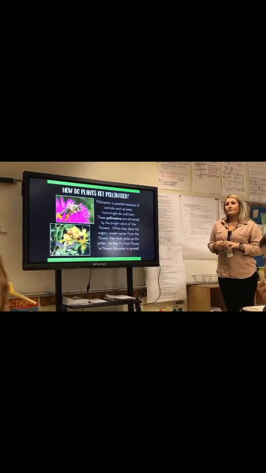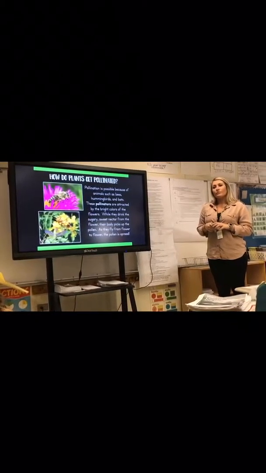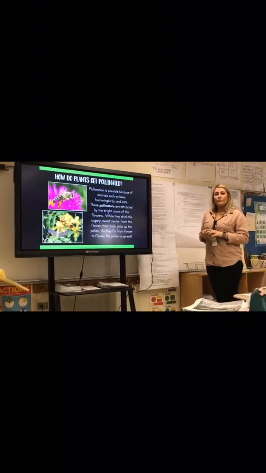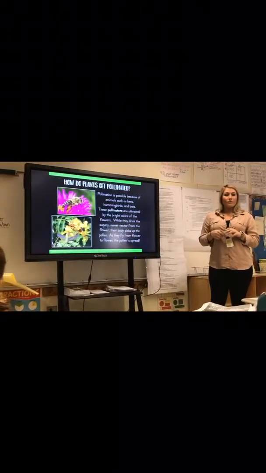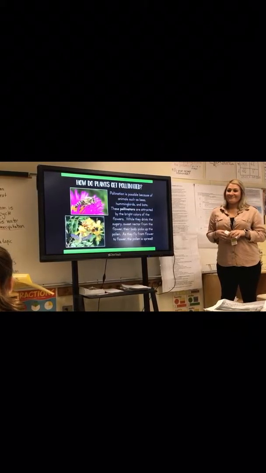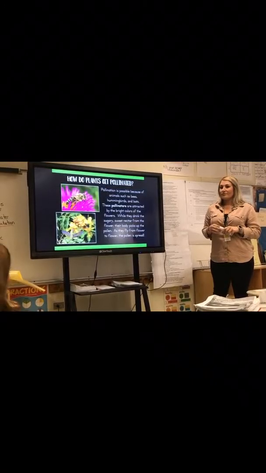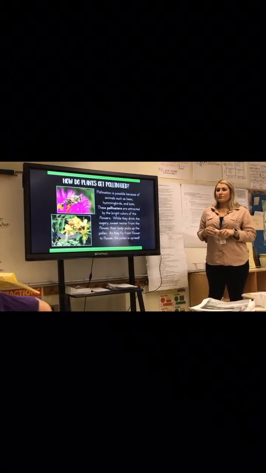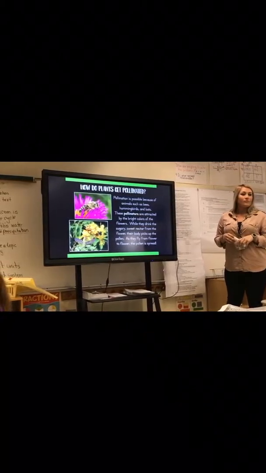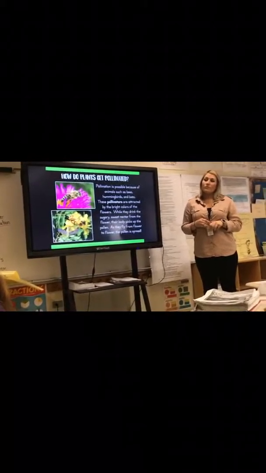Okay, let me ask you a question. If this was writing, and we're saying, according to the author, pollination is possible because of animals such as bees, hummingbirds, and bats. These pollinators are attracted to the bright colors of the flower. While they drink the sugary sweet nectar from the flower, their body picks up the pollen. As they fly from flower to flower, the pollen is spread. Now, tell me in your own words what that is. If you were going to write this, this is the explain part of the prompt. How would you explain this?